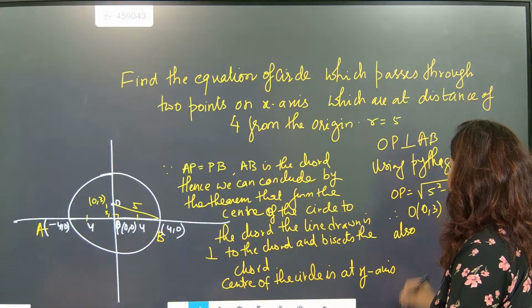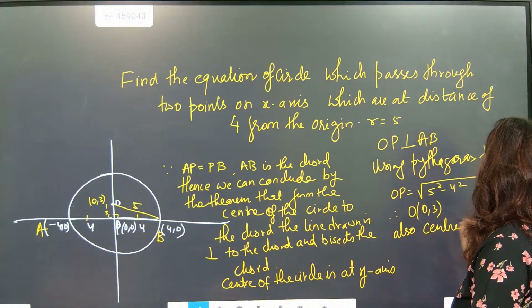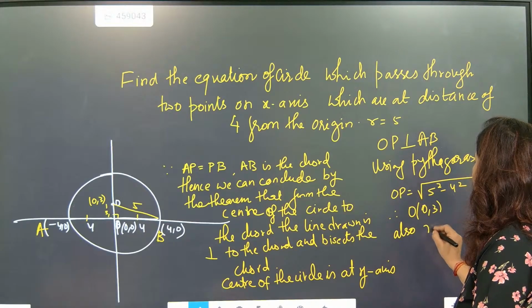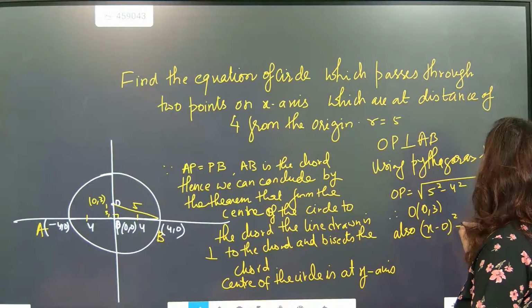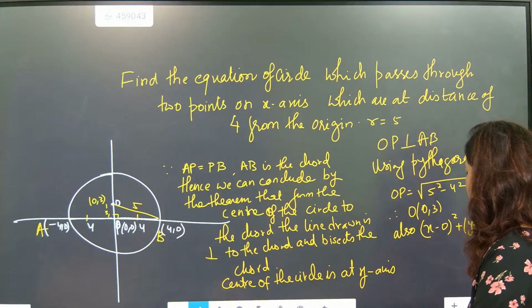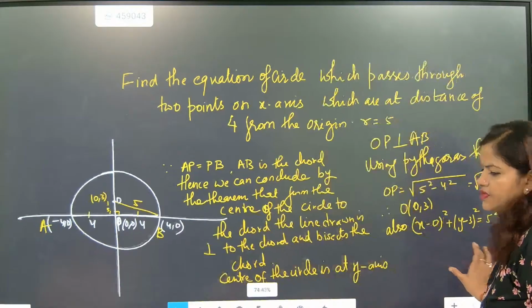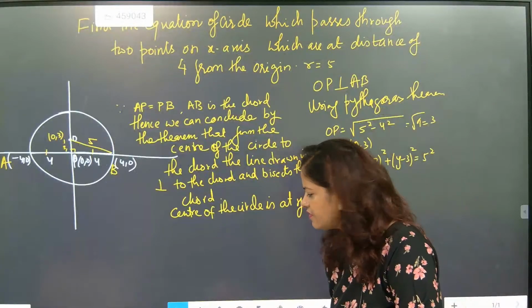Also, center, so that the equation of the circle will become (x minus 0) whole square plus (y minus 3) whole square is equal to radius 5 square. This is one part, when the circle center will be there.